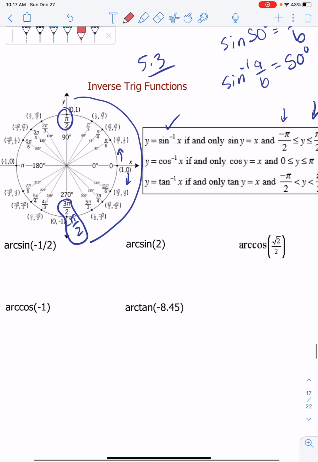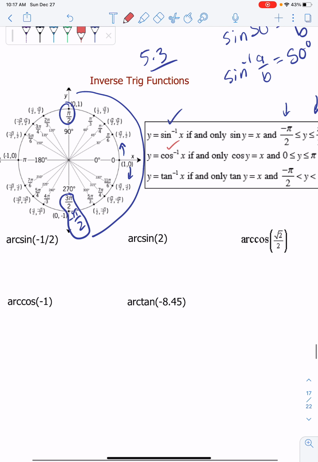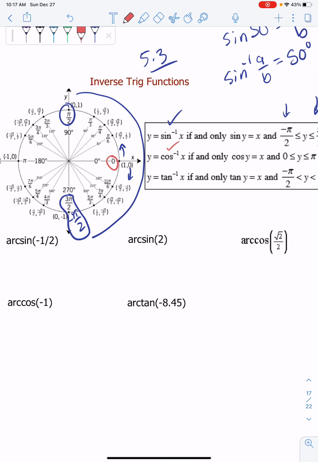When I'm working with cosine, I work from 0 up to pi. So with cosine, I'm working with angles from 0 to pi. And when I'm working with tangent, again, I go from pi halves to negative pi halves, the same as my sine function. What we're looking for is the chance to get a positive angle and a negative angle, and that's why we limit the domains the way that we do.